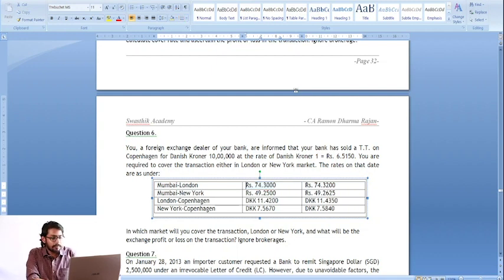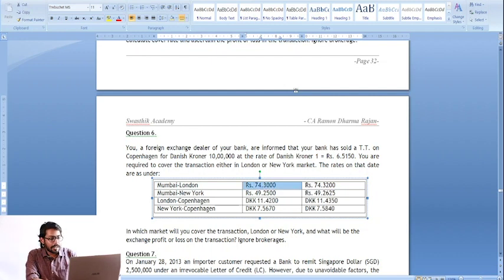Here, luckily, they mentioned rupees. What if this rupee also was not there? Then you have to guess. 74 means rupee is a weaker currency, so 74 meaning it will be rupee by pound. These types of adjustments can come.